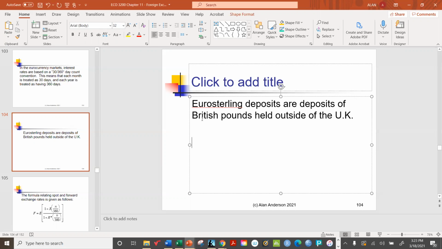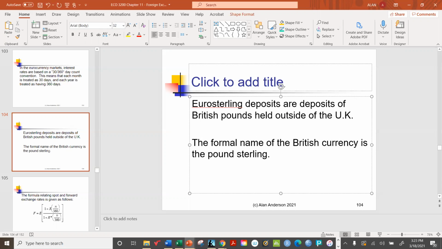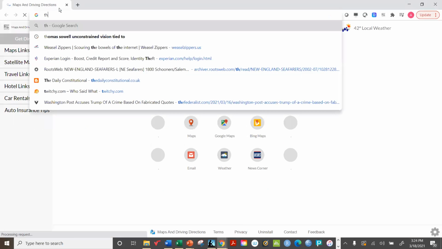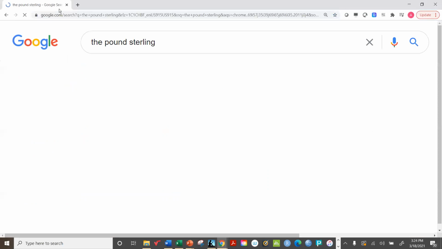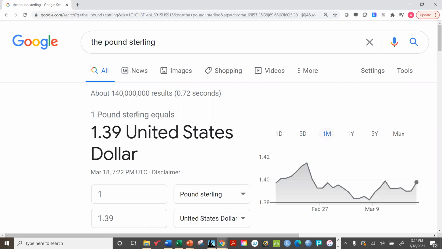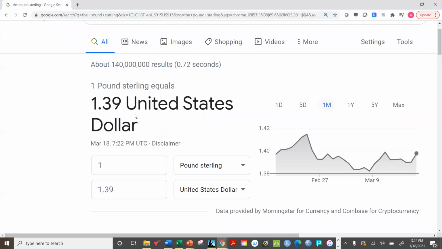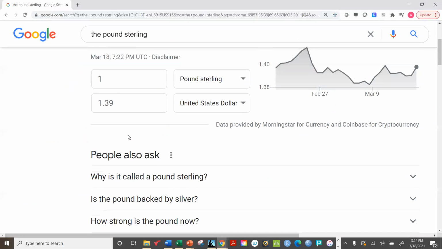That's true, and that's a good point. But it turns out, and we don't realize this from our everyday usage, the formal name of the British currency, whether they realize it or not, is the pound sterling. So in other words, when we call it the pound, we're using more of an informal name. The actual name of that currency is the pound sterling. In fact, let's see if we can find some references to that. Yeah, the pound sterling is the actual formal name of that currency. So that's why they call it euro sterling.